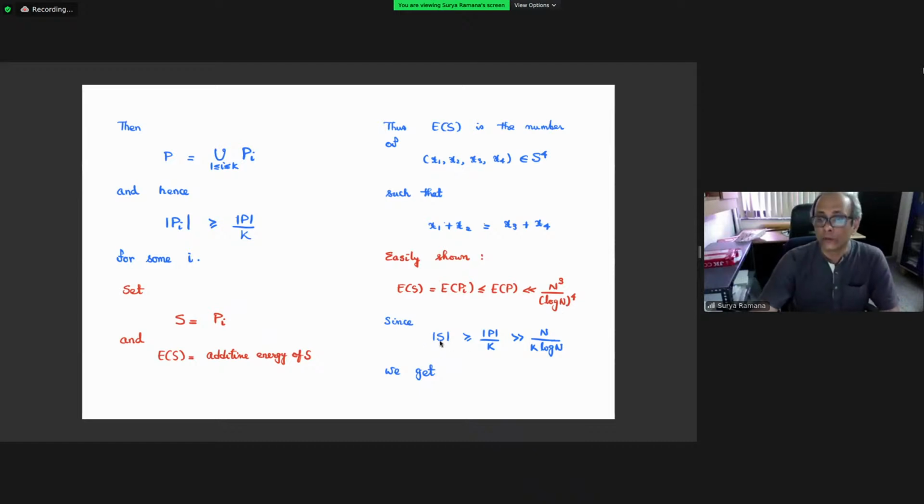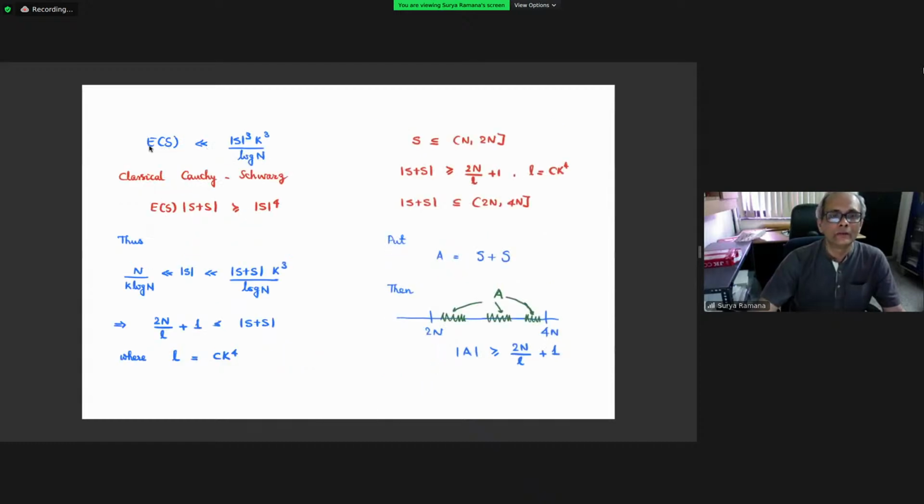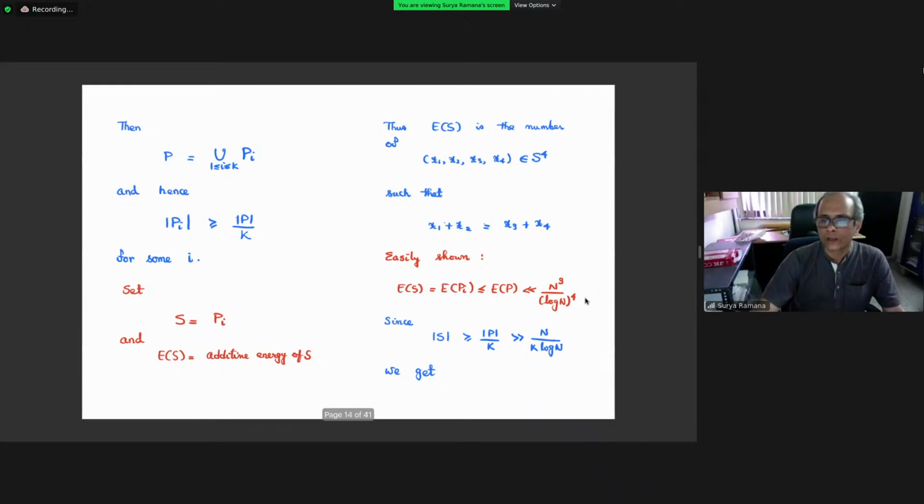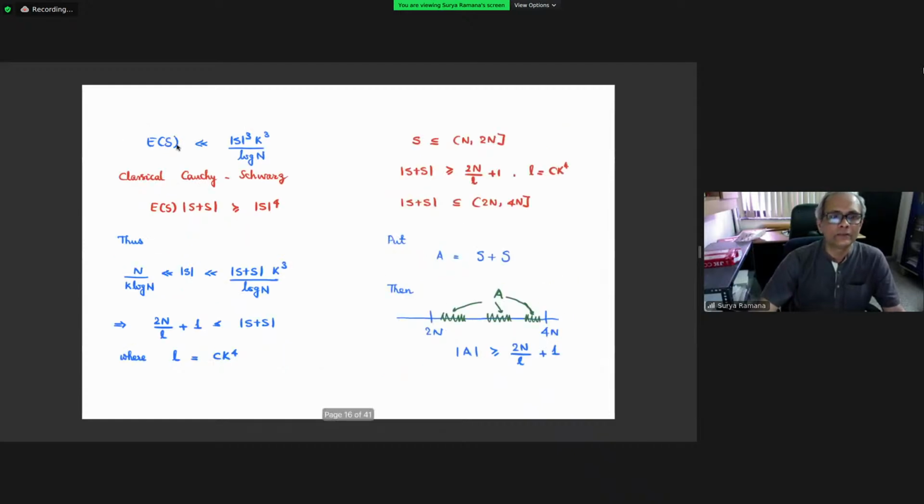Now the point is, since we have this bound for S, and S is large in cardinality, it has 1 by k of the total set of primes in the interval. You see that the cardinality of S is greater than n by k log n, and what you get from here, you can rewrite this particular bound for E(S) in this form. E(S) is less than |S| cubed times k cubed by log n.